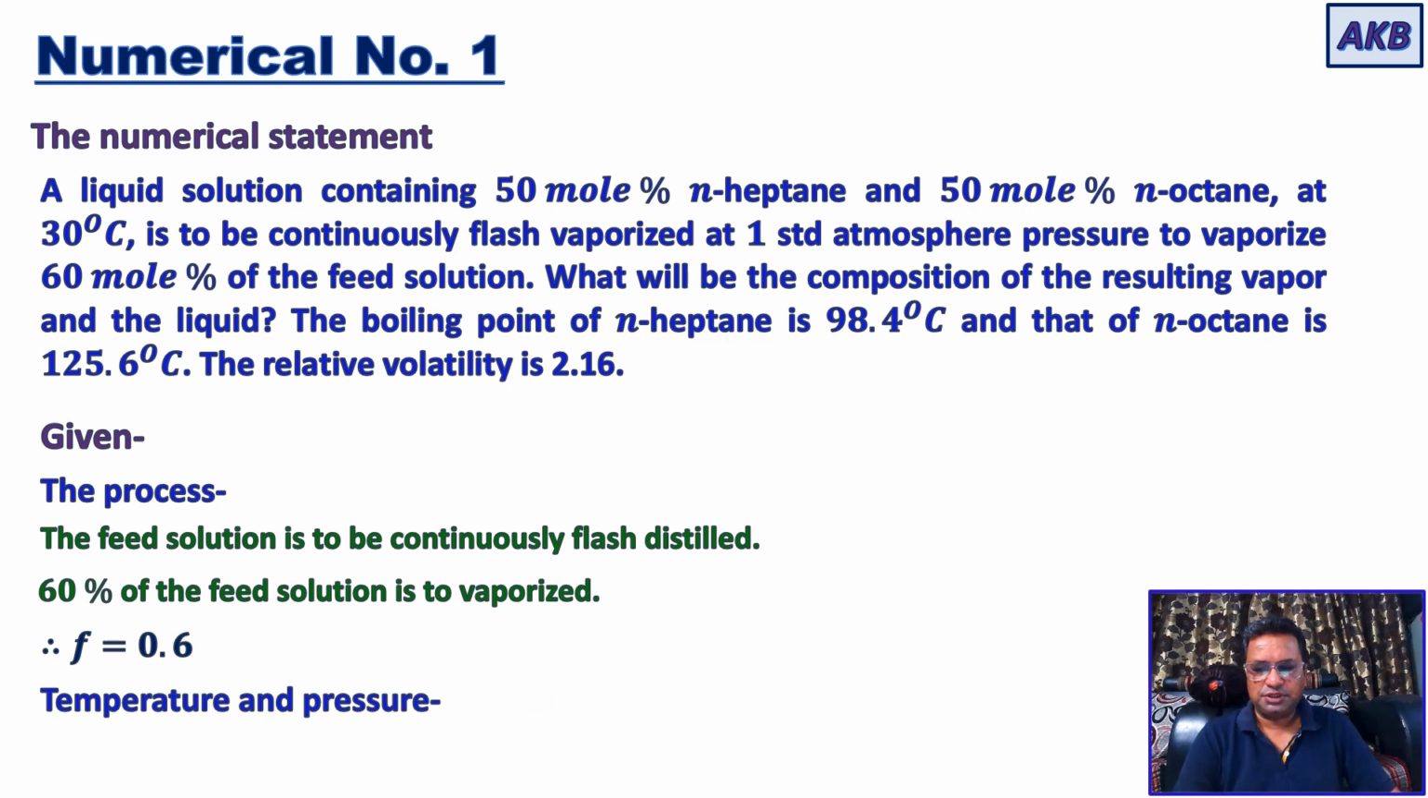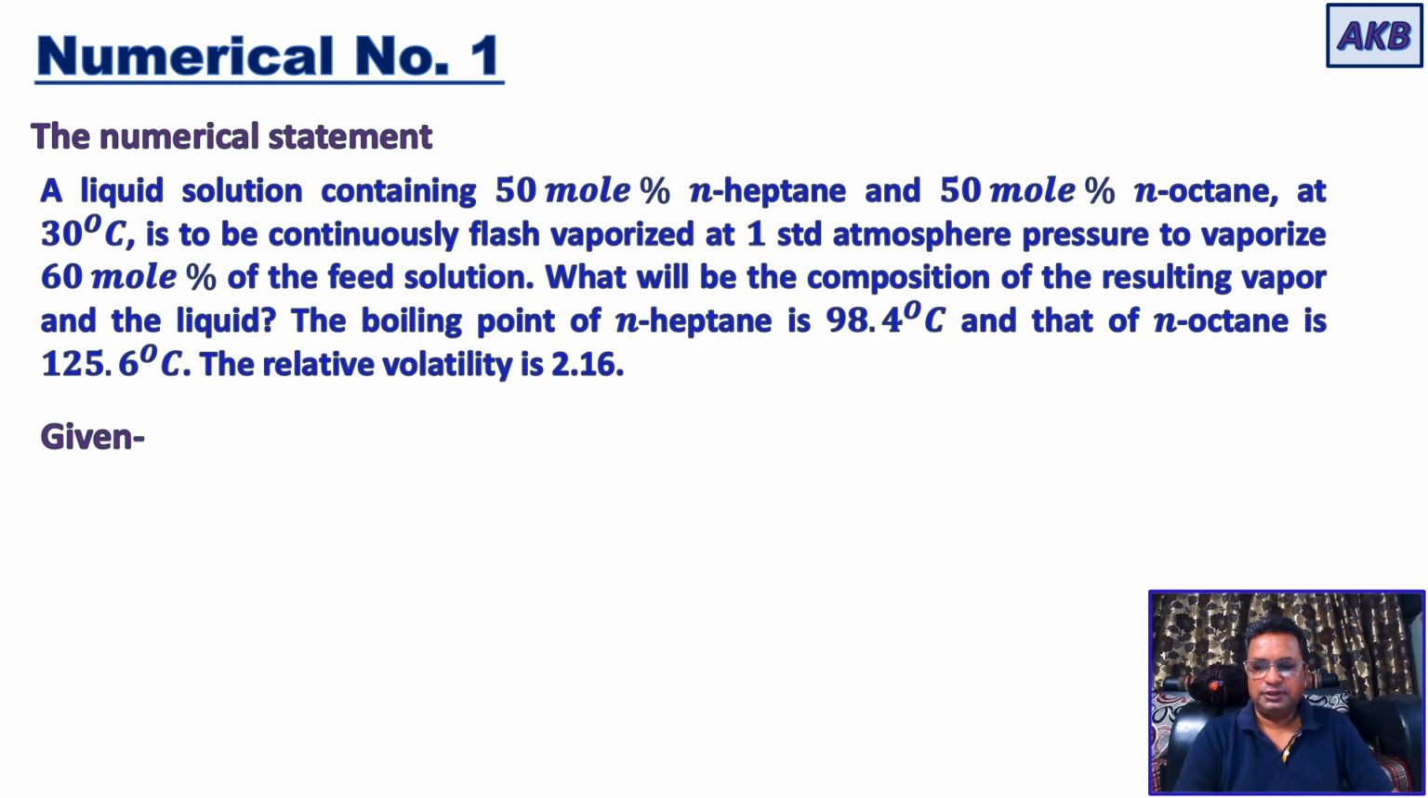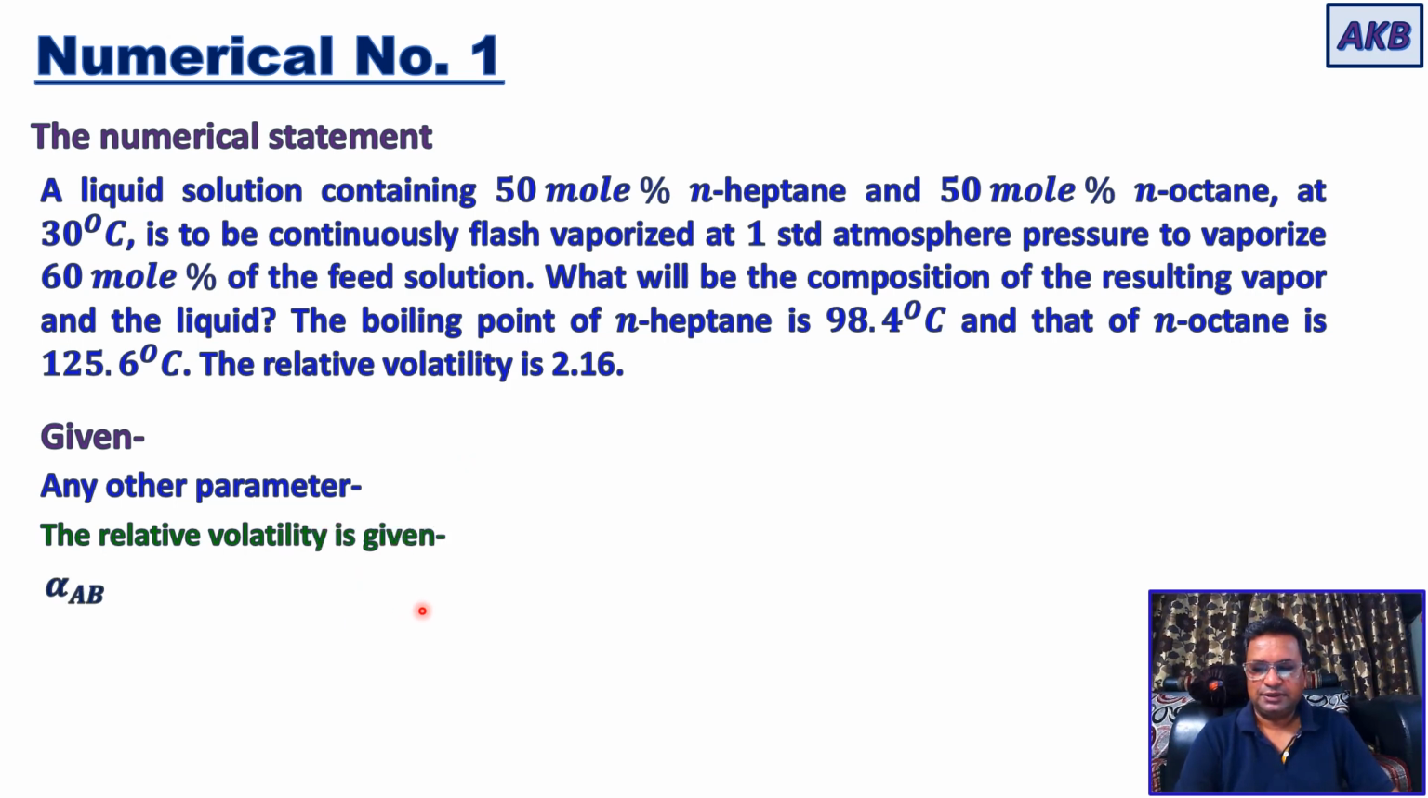Then temperature and pressure are given. Temperature is 30 degrees Celsius and pressure is 1 standard atmosphere. Further, is any other parameter given in the statement? The answer is yes, because we have the relative volatility. Relative volatility is given to us, it is 2.16. We are going to denote that by alpha AB, that is 2.16.